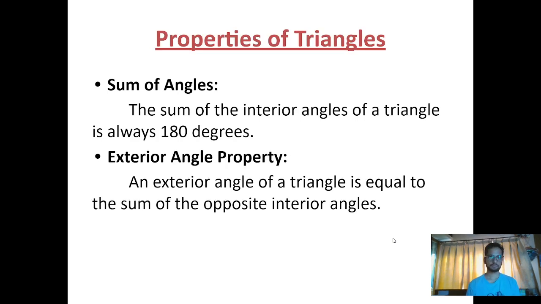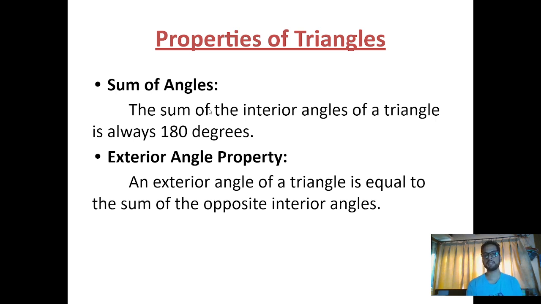Now, we will come to properties of triangle. We will discuss two properties: sum of angles. Sum of all angles, interior angles of triangle is equal to 180 degree. Okay. Here we are not dealing with the exterior angles. We are dealing only with the interior angles. Focus on this. Interior angles. So sum of all these three interior angles is equal to always 180 degree.